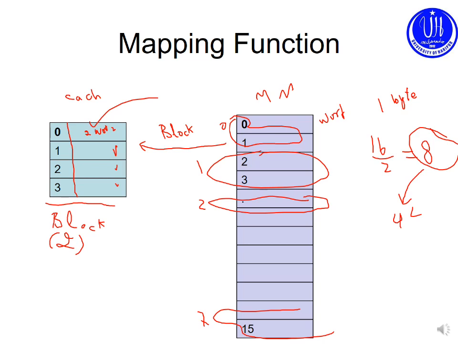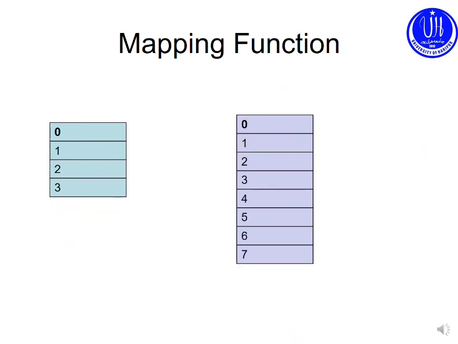Predefined means decided before the processing and always fixed. Not predefined means not fixed, so it can go anywhere. This is more simple. Now this is block number or cache lines, this is cache, and this is main memory. Block 0 contains 2 words, 0 and 1. Block 1 contains 2 words, 2 and 3. Block 2 contains 2 words, 4 and 5. And block 7 contains 2 words, 14 and 15.